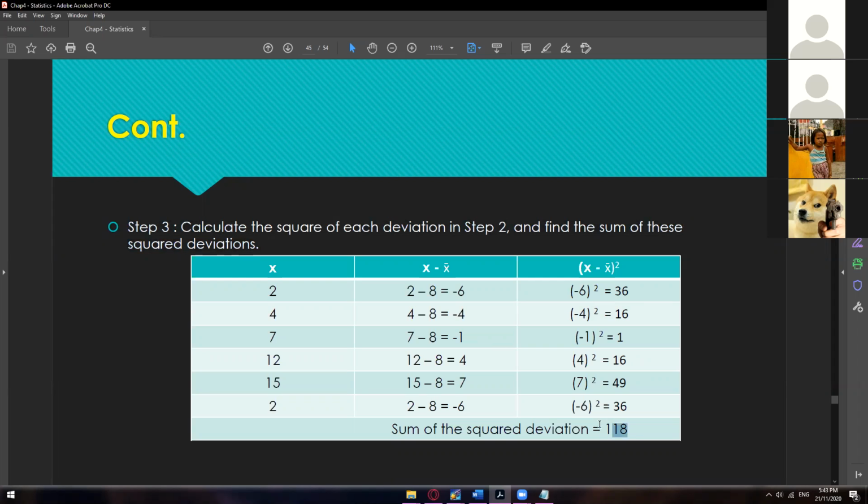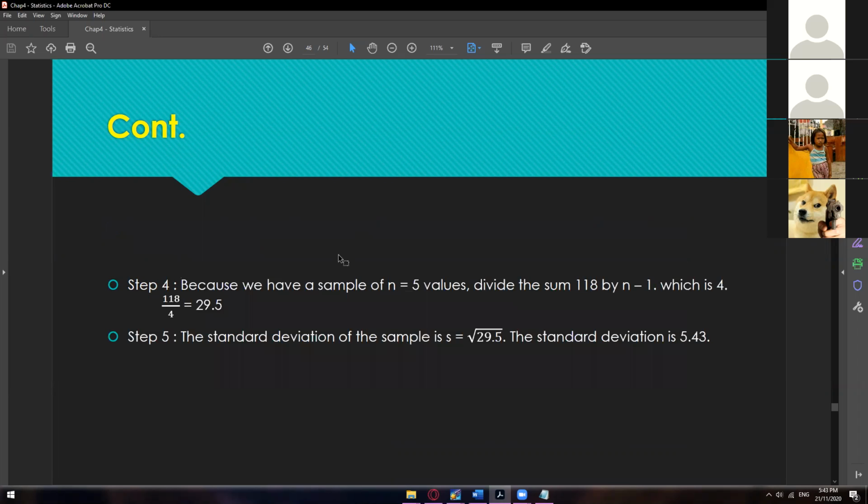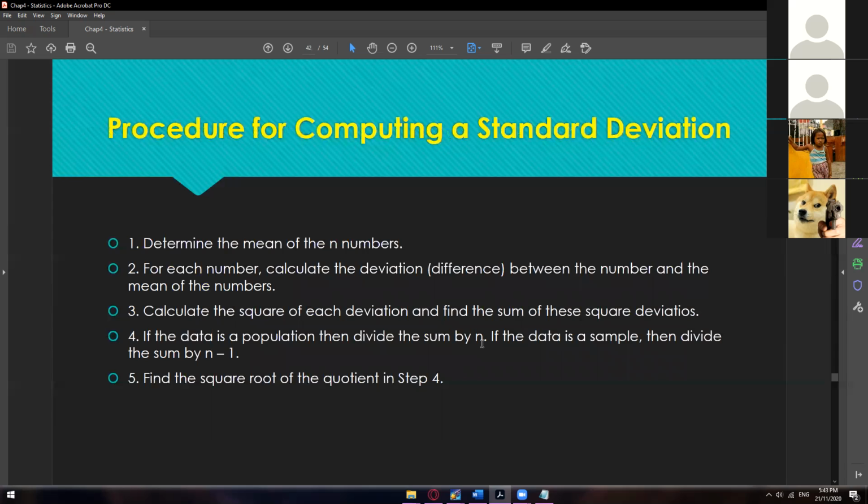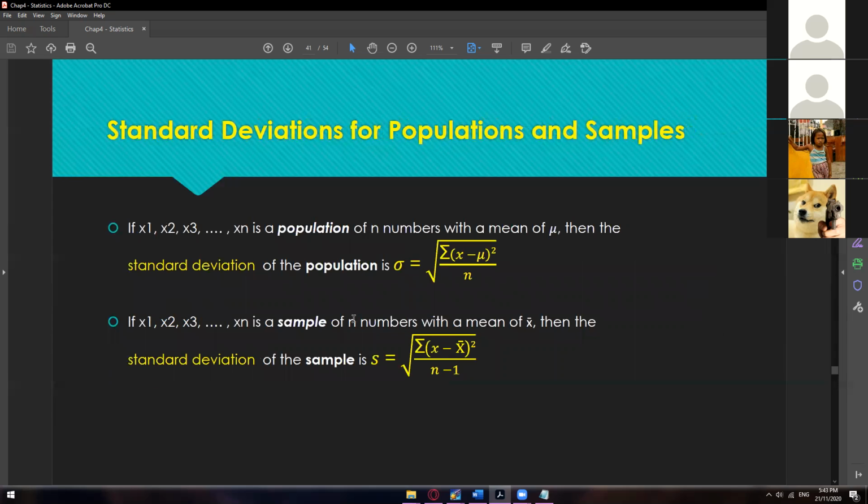Okay, so we have 118. Just remember that one. And then step number 4, because we have a sample of n equal to 5 values, divide the sum 118 by n minus 1. All right. So again, since we are in a sample, it should be divided by n minus 1.